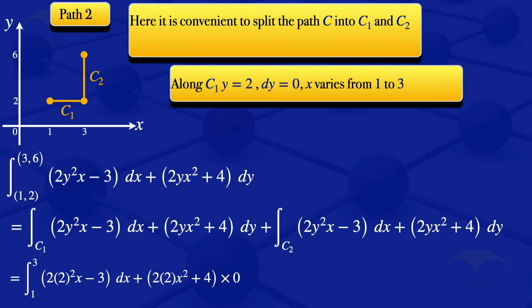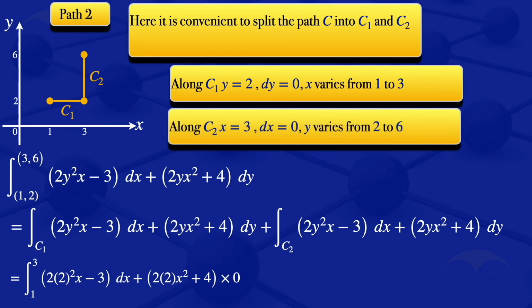Then we look at curve C2. Along C2, we see that x is equal to 3. It's a constant, so dx will be 0, and y varies from 2 to 6. So substitute that into this integral here. We'll be having the integral from 2 to 6 of 2y squared multiplied by 3 minus 3 times 0 plus 2y multiplied by 3 squared plus 4 dy.